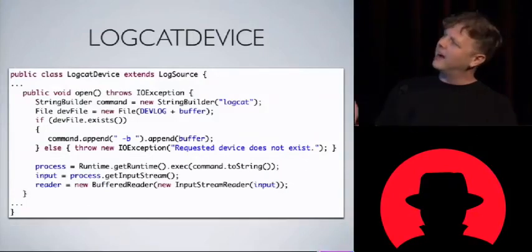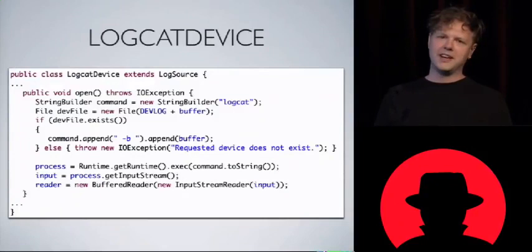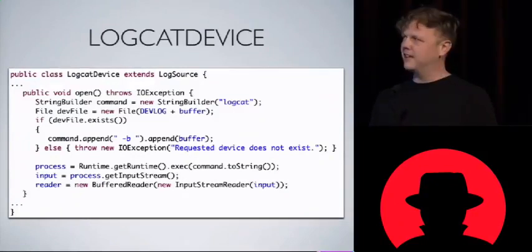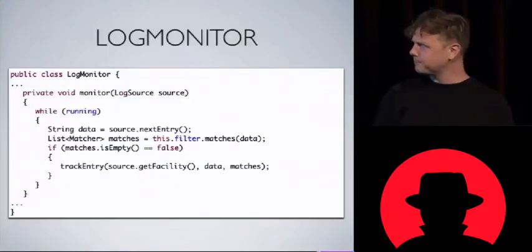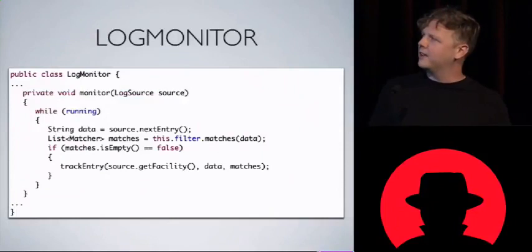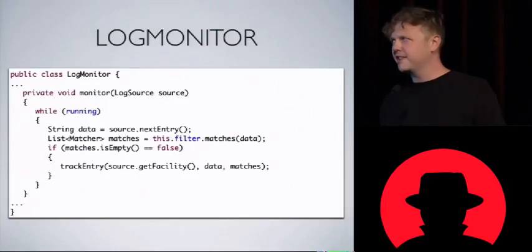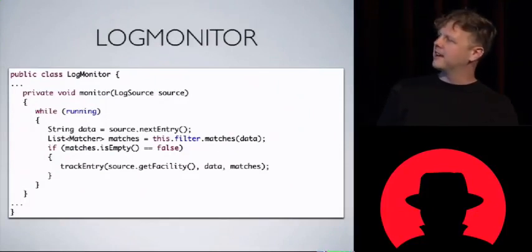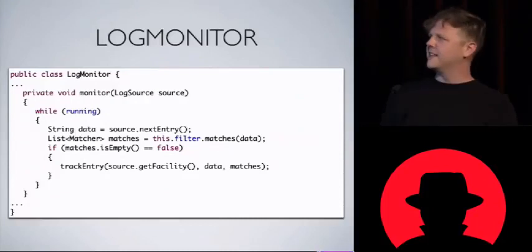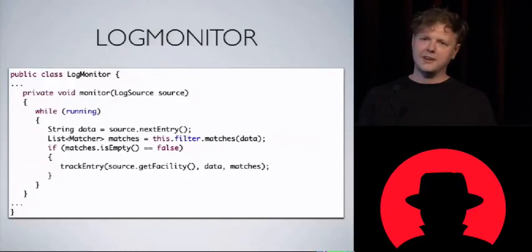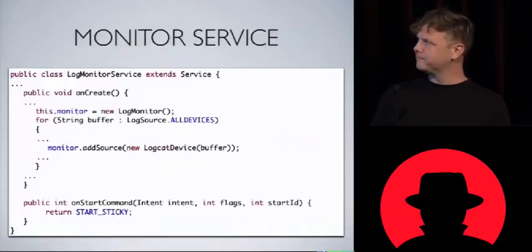So at a high level, we have a logcat device, which in this case is just a relatively simple wrapper around the logcat utility invoked from within an application. We open that device and set up a line-oriented reader for it. We have a log monitor, which is responsible for the primary data processing thread here. We pull each log line out, match it against a set of filter criteria that we've established, and if something looks interesting, we track it for delivery to the server component.